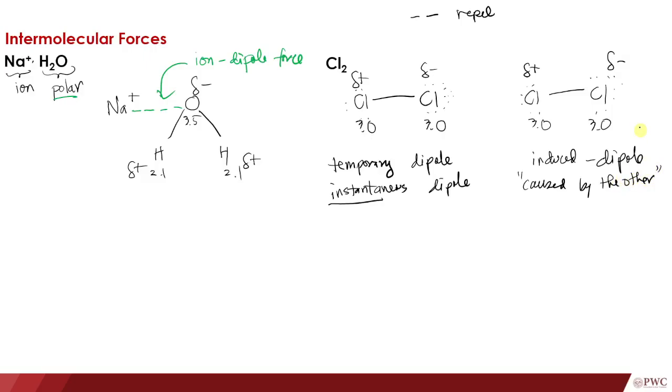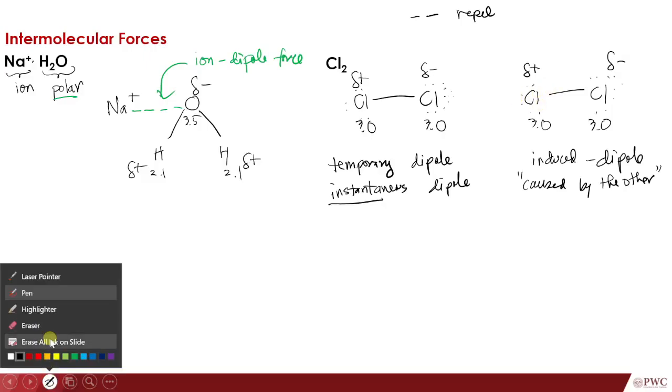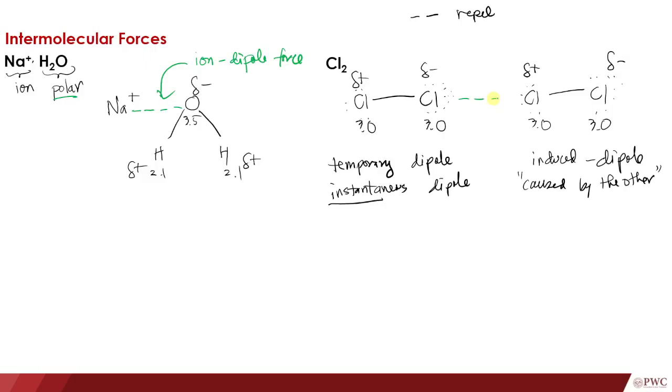So if you look here, there is a point of attraction because this is partially negative and the other side is partially positive. This intermolecular force, we call a dispersion force, because it is due to the dispersion of the electrons around these molecules. Dispersion force is the weakest type of intermolecular force, and it is present in all interactions.